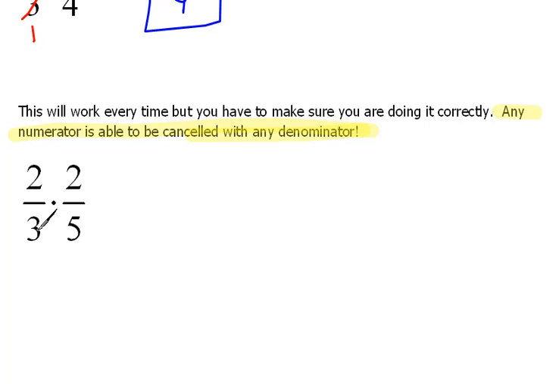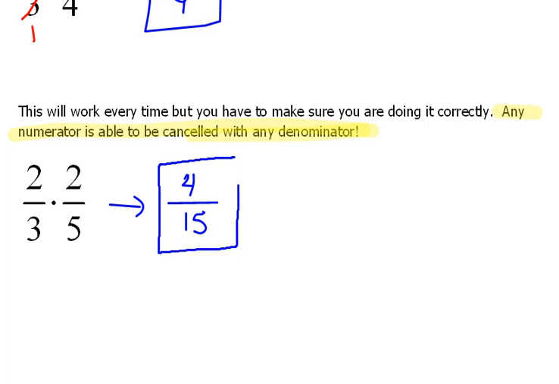So in this case, we can't really cancel anything from a top to a bottom, so our only choice is to multiply straight across. So 2 times 2 would be 4, and 3 times 5 would be 15. Now, this is our final answer.